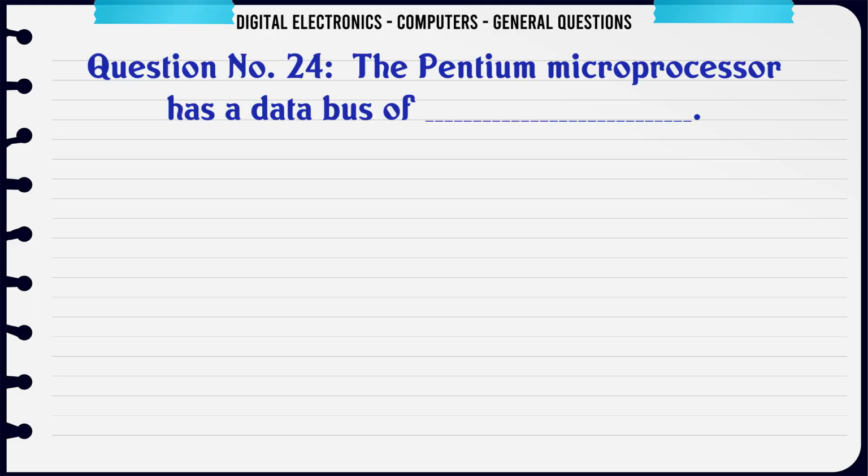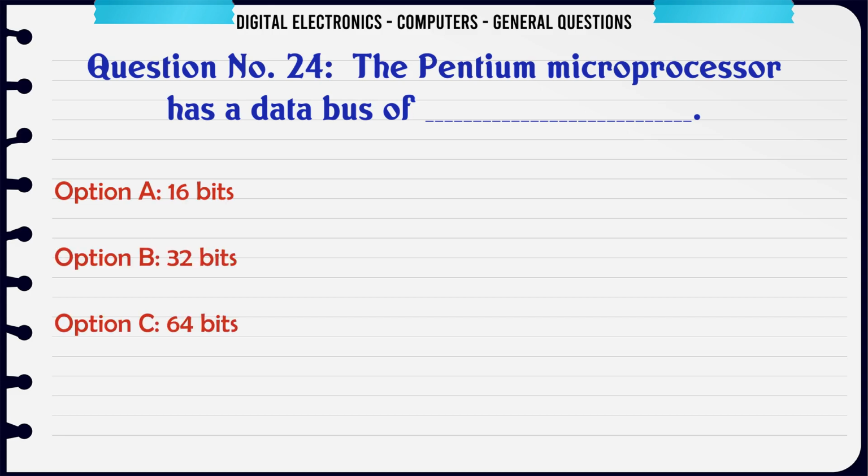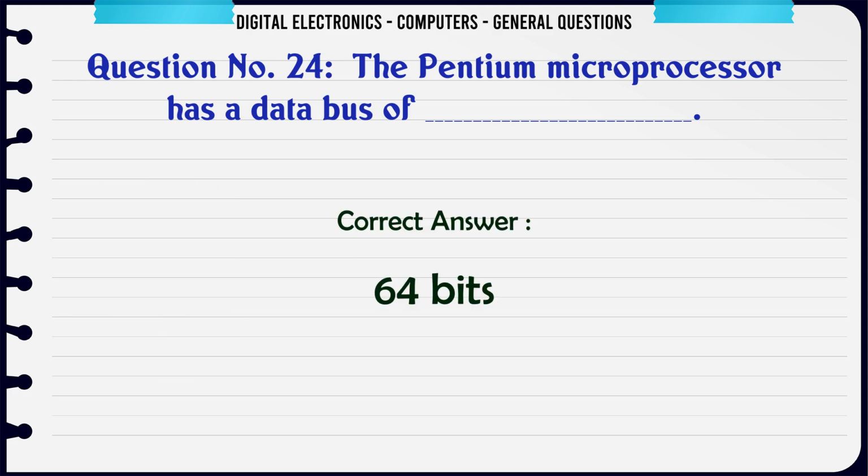The Pentium microprocessor has a data bus of A. 16 bits, B. 32 bits, C. 64 bits, D. 128 bits. The correct answer is 64 bits.